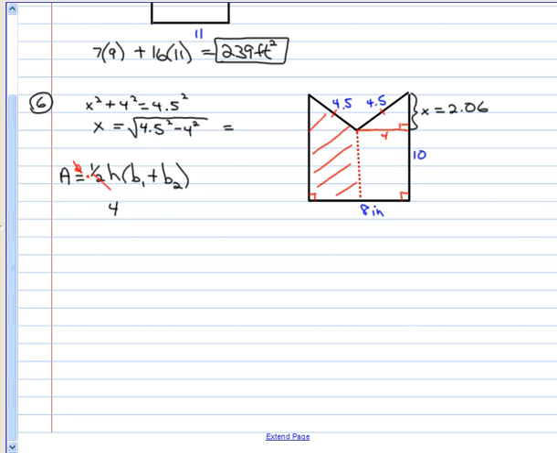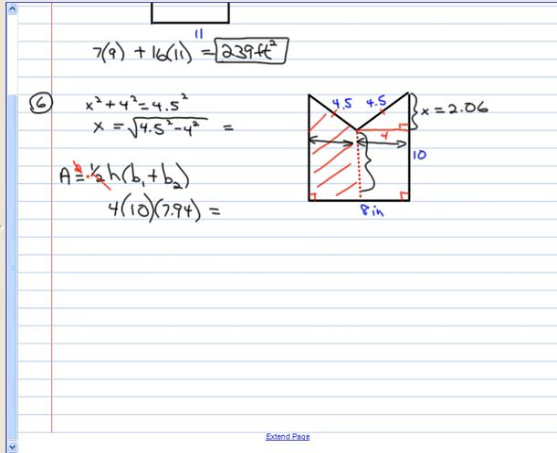What's the height of my trapezoid? 4. The height is the distance between the bases, either of these. Height is 4. What's one base? 10. And the other base, 10 minus that 2.06, 7.94. So this formula that we just created should give us the area of that whole figure.